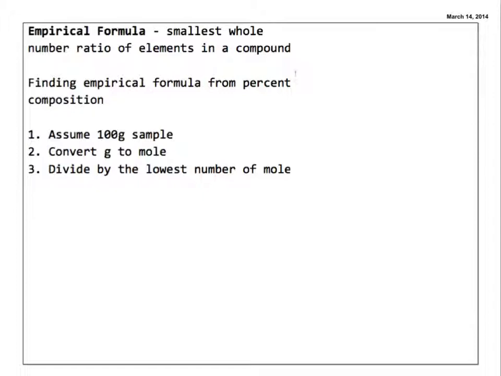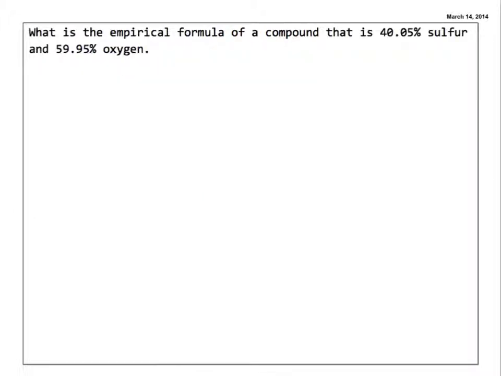So now, once you have the percent composition, the empirical formula is the smallest whole number ratio of elements in a compound, and we do that by finding the percent composition, which in this case will actually be given to you. And if you had 100 grams of the sample, you convert the percents to grams, then you convert the grams to moles, and then you divide each of the number of moles by the lowest number from the group. And that should give you a whole number ratio. So for example, what's the empirical formula of a compound that's 40.05% sulfur and 59.95% oxygen?